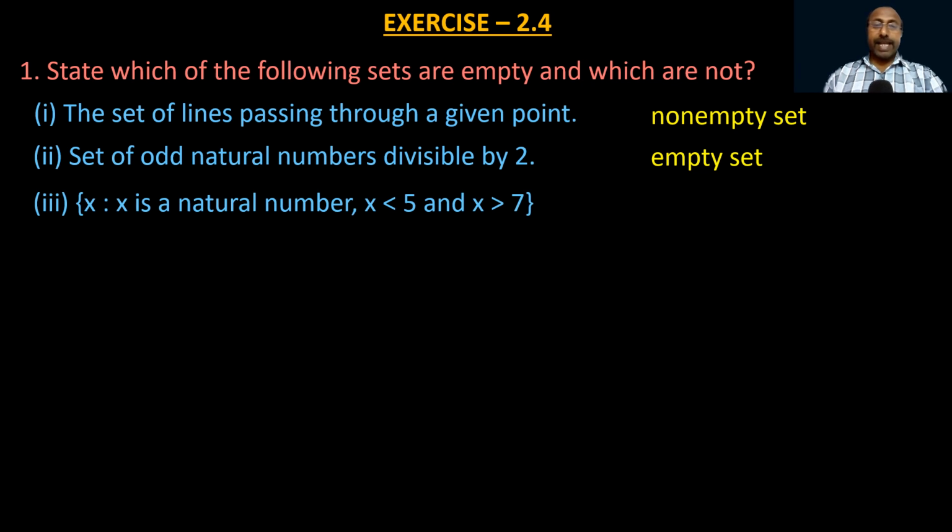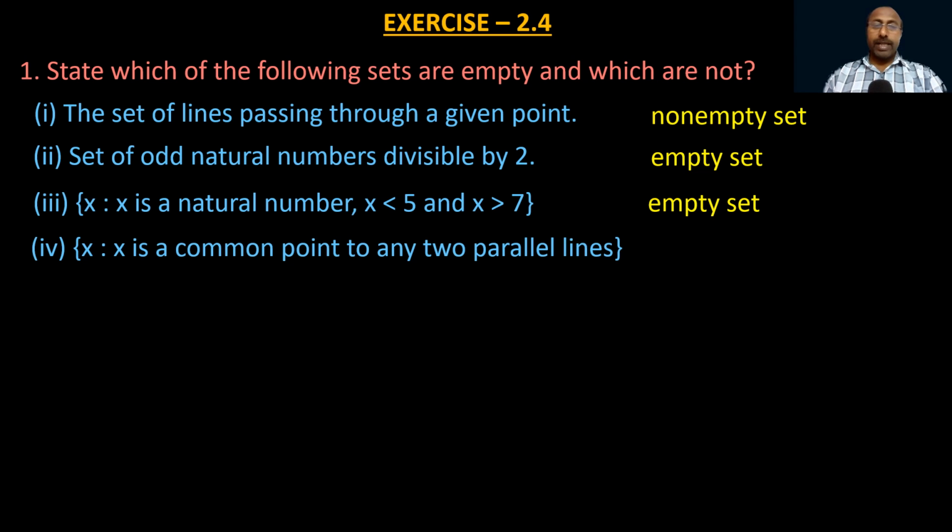x such that x is a natural number, x less than 5 and x greater than 7. So if x is less than 5, then it won't be greater than 7. Take 1, 2, 3, 4. They are less than 5, but they won't be greater than 7. And if we take the elements which are greater than 7, they won't be less than 5. That is, there are no natural numbers satisfying both the inequalities. So it is an empty set.